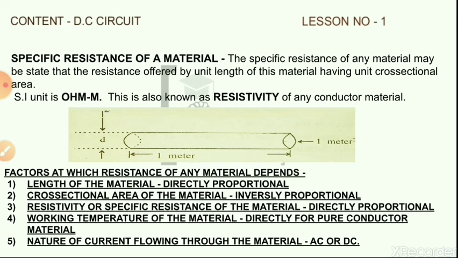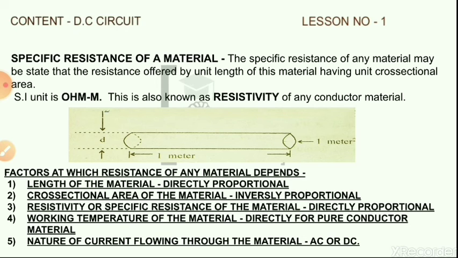The second factor is the cross-sectional area of the material, which is inversely proportional to the resistance. It means if the cross-sectional area of the material decreases, the resistance of the material will increase. Third, the resistivity or specific resistance of the material, which is directly proportional to the resistance. From the above figure and the definition of specific resistance, if the resistivity of any conductor material increases, then the total resistance of the conductor material will also increase.